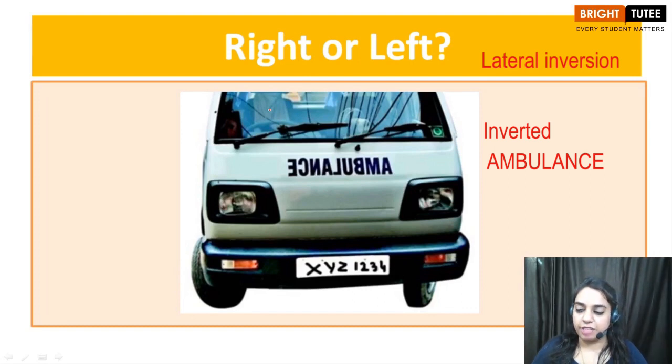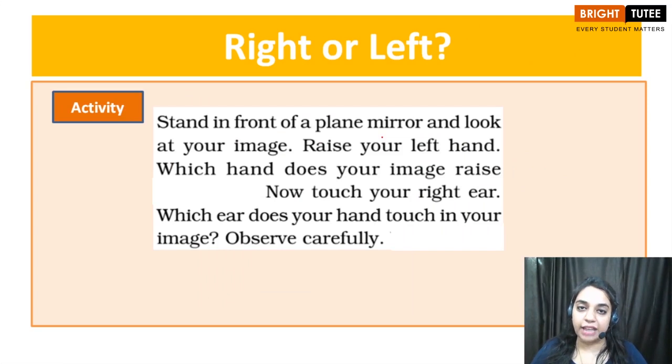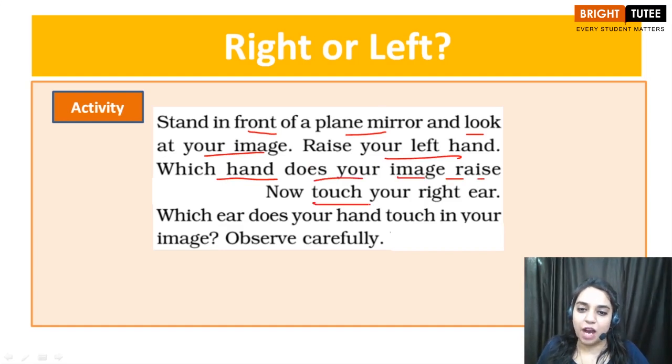Okay, children, so let's move ahead. Let's do an activity. You just go and stand in front of a mirror and raise your left hand and try to observe in the mirror. It will appear as if you have raised your right hand. Children, this phenomenon is known as lateral inversion. So let's just read about it. Stand in front of a plane mirror and look at your image. Raise your left hand. Which hand does your image raise? Now touch your right ear. Now you are going to touch your right ear and try to observe which ear you are touching in your image, and it will appear as if you are touching your left ear.